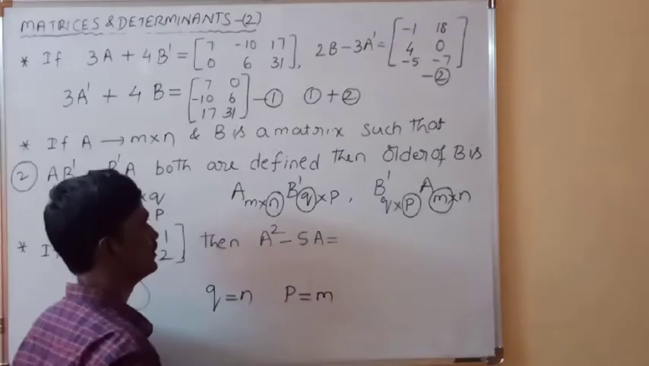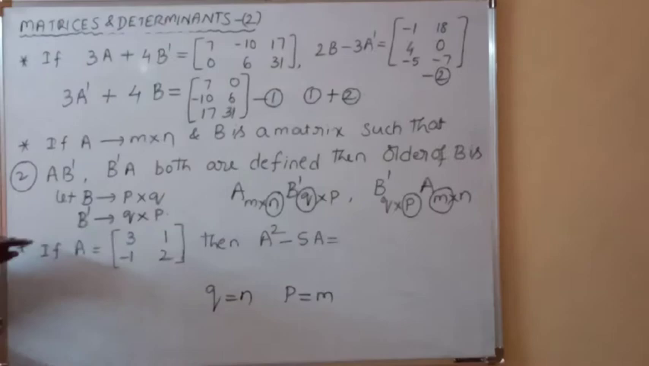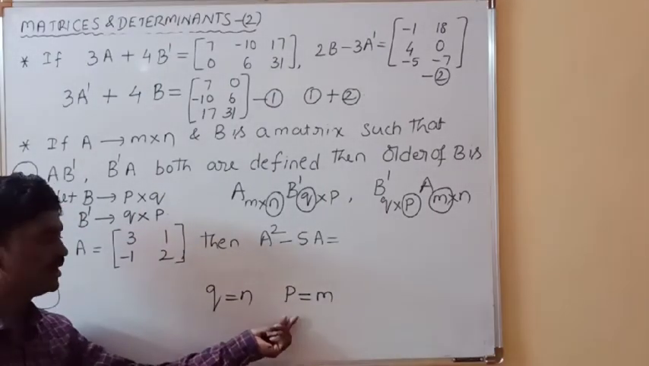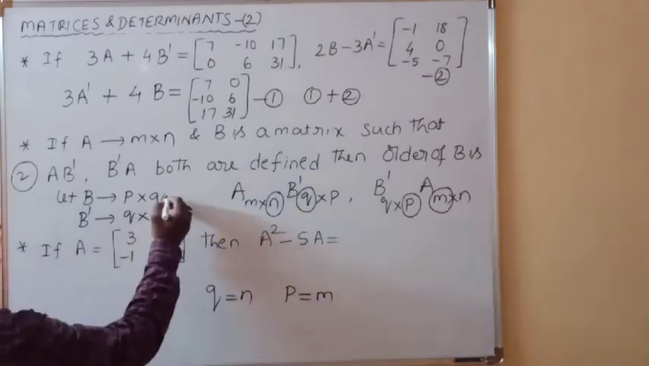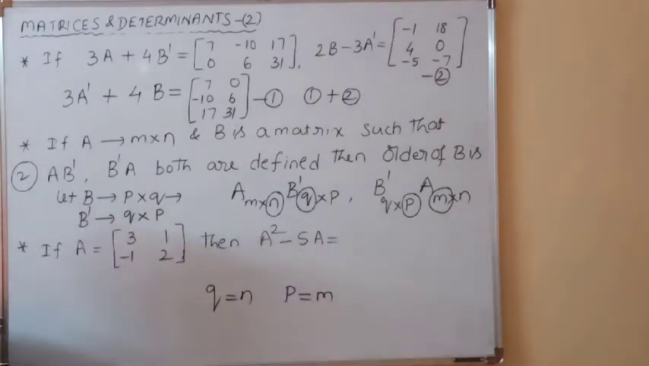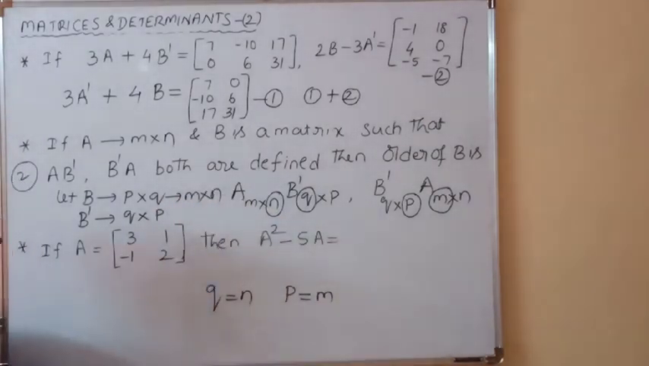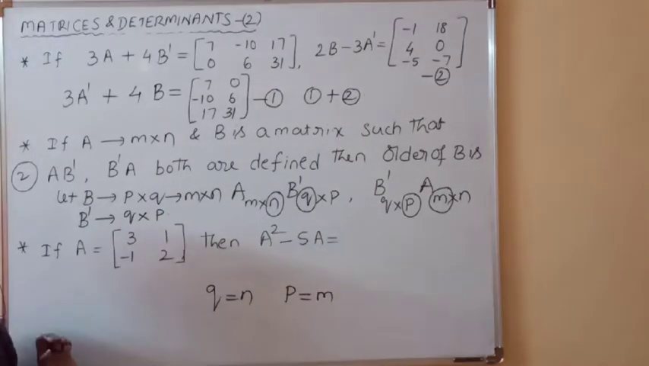So thus P value is M and Q value is N. And what we assumed, B is a matrix of order how much? P by Q. But what we got is P value M, Q value N. That means capital B is also a matrix of order what? M by N. Because P value what we got? M. Q value what we got? N. Okay?